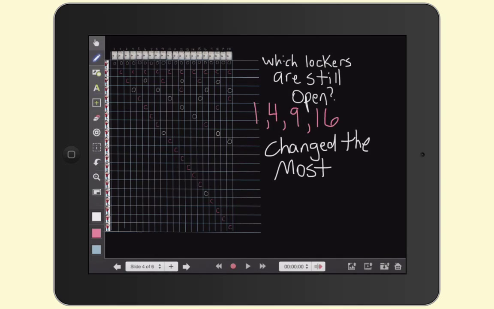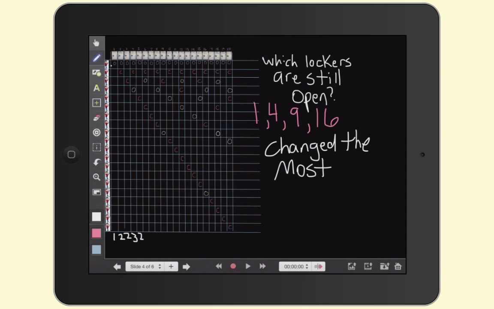Okay? Well, what we can do is add all of the different columns up. We can go through here and see that the first locker only changed one time, the second locker changed 2 times, the third locker changed 2 times, the fourth locker changed 3 times, and the fifth locker changed 2 times.